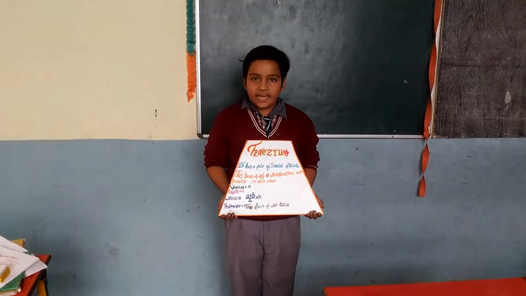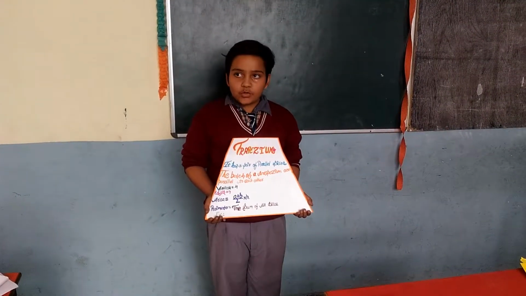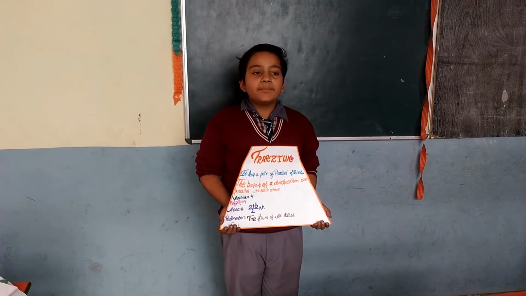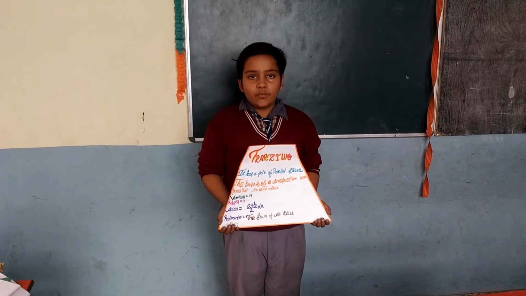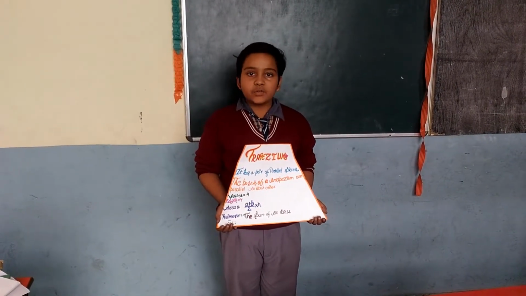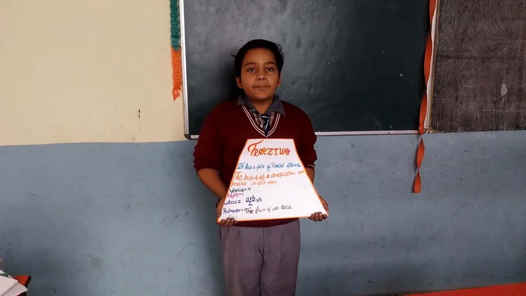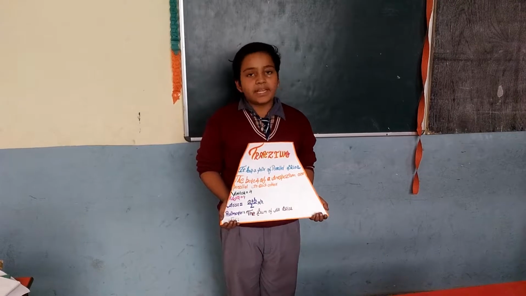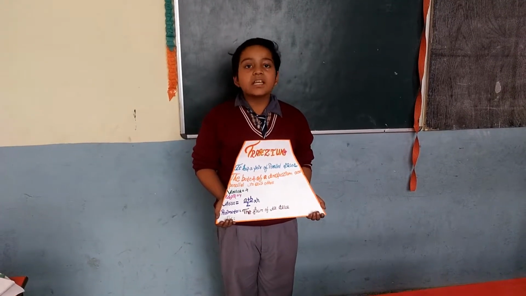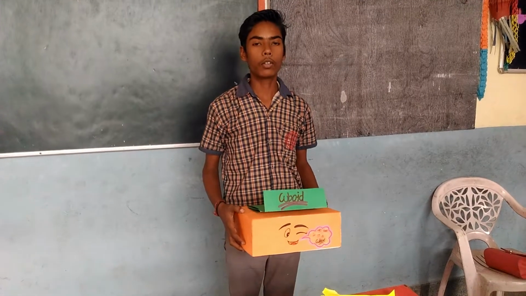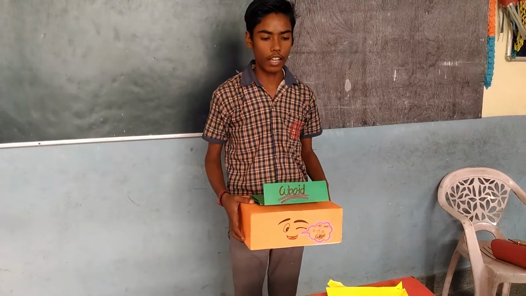I have four sides and I am a closed figure and a 2D figure. I have a pair of parallel sides. My area is (a plus b) upon 2 into height and my perimeter is the sum of all sides. I am a cuboid. I am a 3D shape.